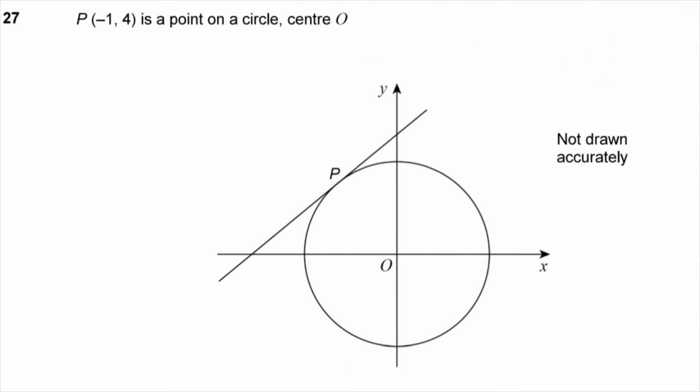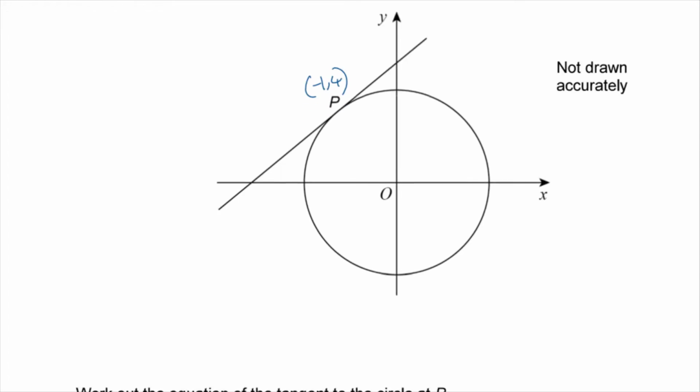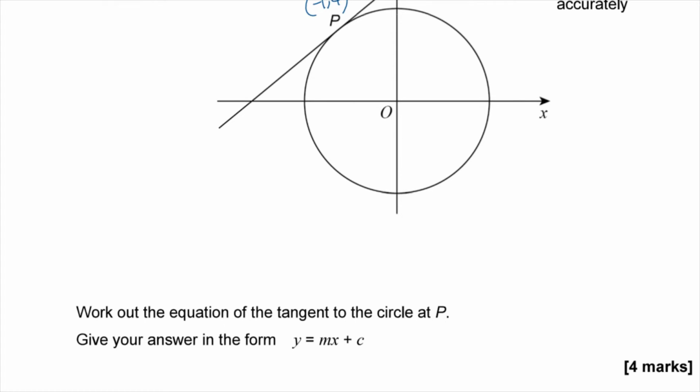Question 27. P is the point -1, 4. Okay, so that's -1, 4 on the circle, center origin. Work out the equation of the tangent to the circle at P. Give your answer in the form y equals mx plus c. Okay.